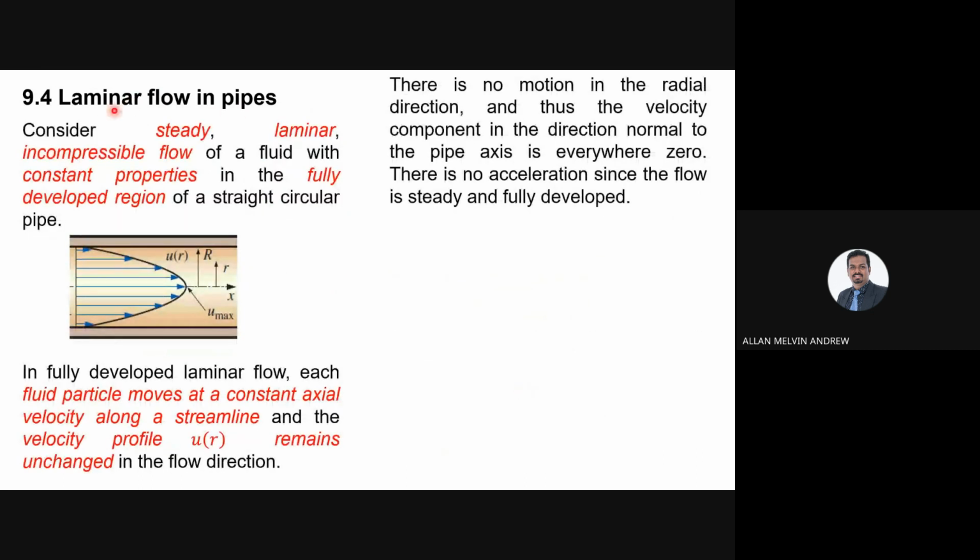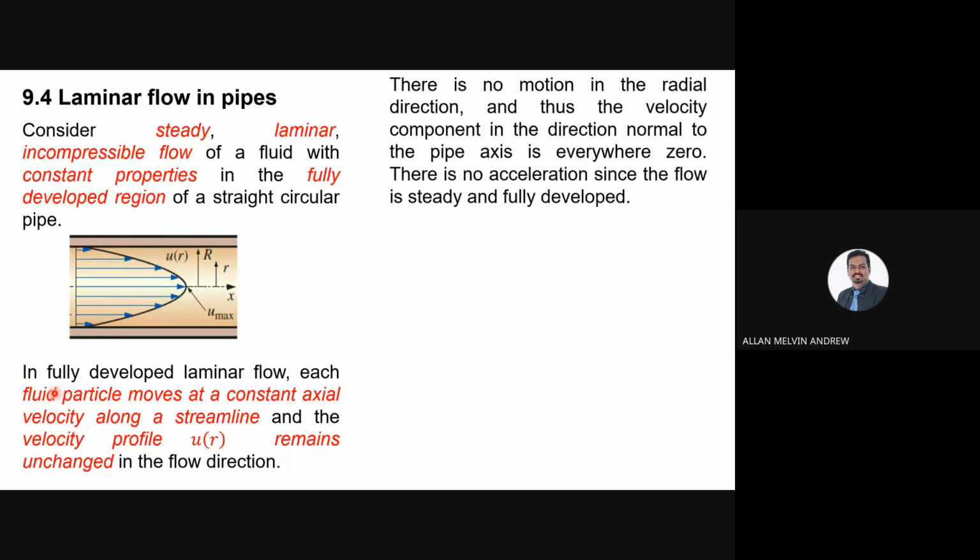Okay, so laminar flow in pipe. Laminar flow is much easier for us to estimate because it's considered steady, incompressible flow. But turbulent will be much harder to calculate. So consider steady laminar incompressible flow of a fluid with constant properties in the fully developed region of a straight circular pipe. So we have a straight circular pipe of diameter D. We assume the velocity profile is like a bullet, so it is a steady laminar incompressible flow. So when it's steady, laminar, and incompressible, we know that it has constant properties. So meaning the pressure will be the same, the average velocity will be the same, the diameter will be the same, the shear stress will be the same. So everything will be the same.